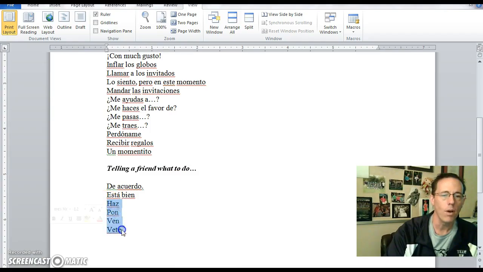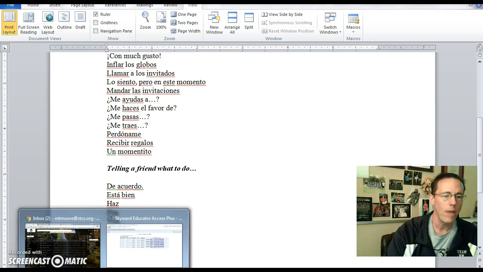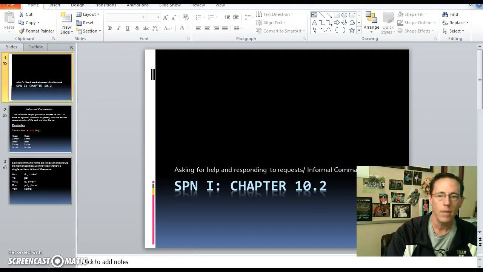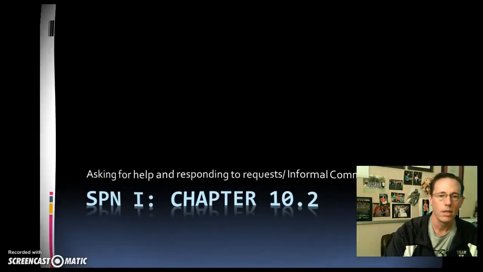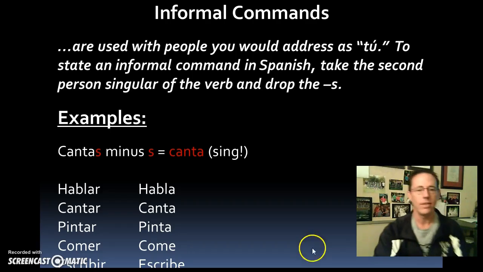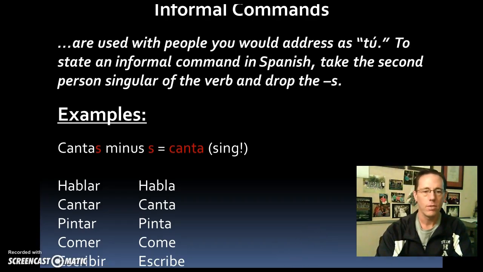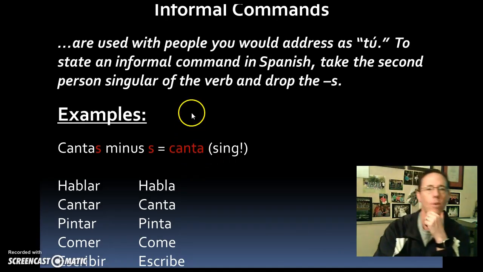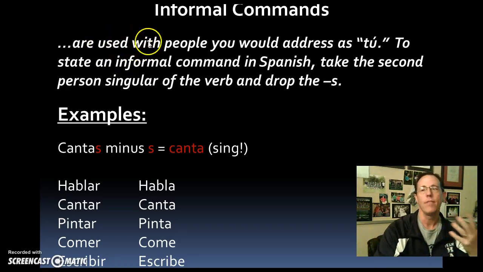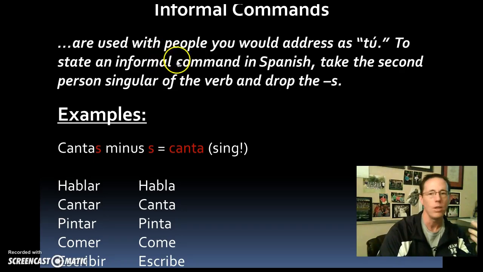We're going to do a little bit more with commands as our main grammar point for this week. Let me bring that up here for you. It is right here, and we will set it up. Okay, so informal commands. There are two slides that come with this. First one, there we go. For informal commands, these are used when you would address someone informally, like a friend or someone that you know very well.